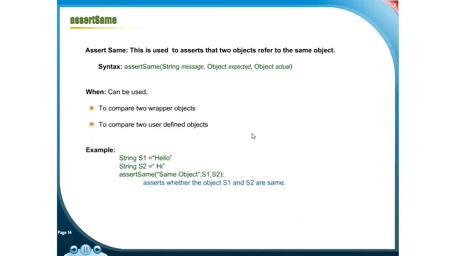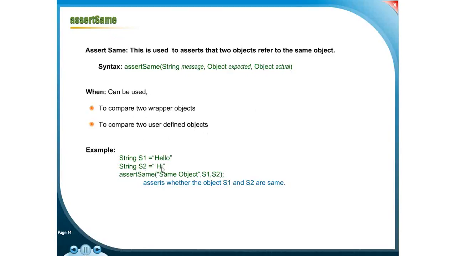And assert same. Here you can see assert same is used to assert that two objects refer to the same object. For assert same, you can give a string message, comma, object expected, comma, object actual. It is used to compare wrapper objects and user-defined objects.